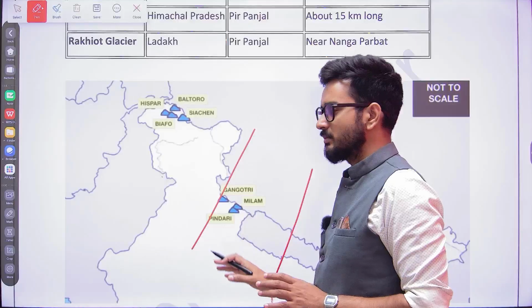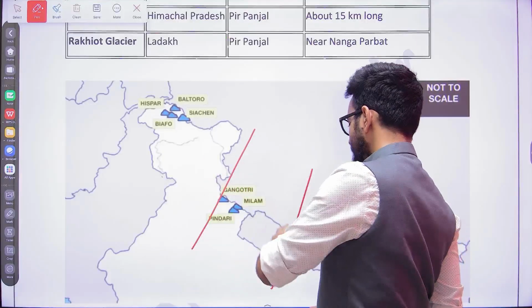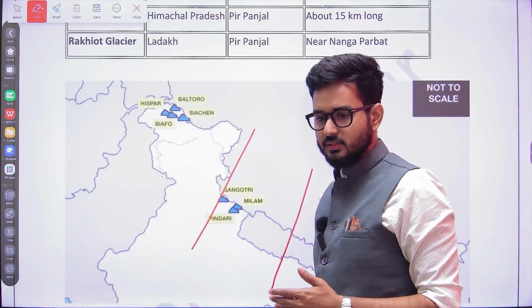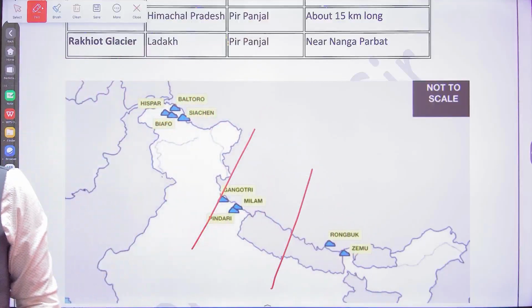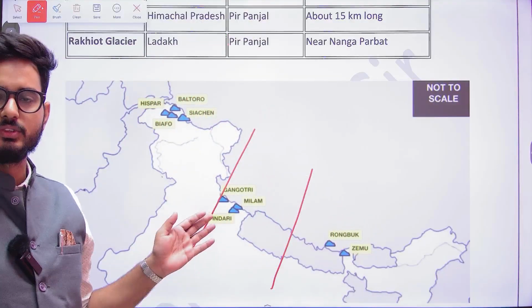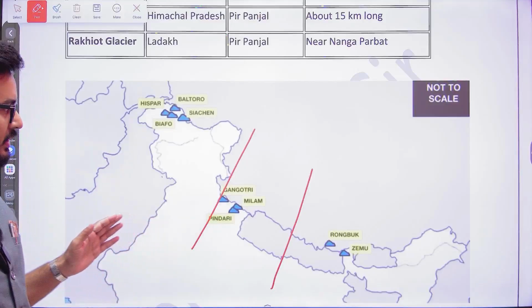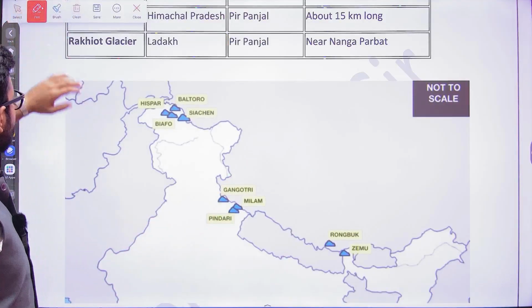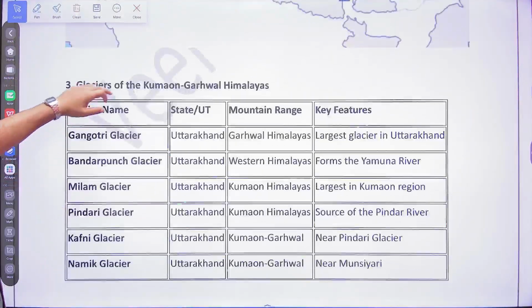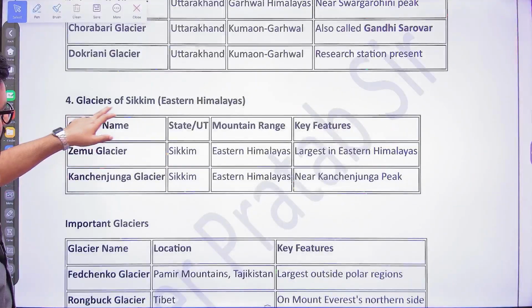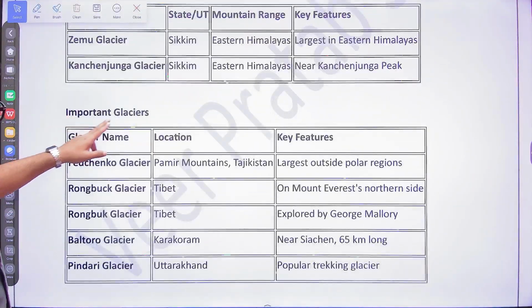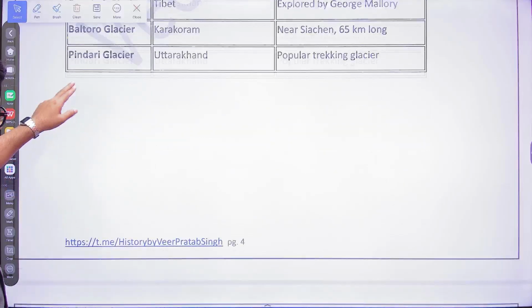Basically, because we vary from state to state, there are going to be changes in the culture. And because of these changes in the culture, we are going to categorize the Himalayas under various names based on localized aspects. That is why there are the Kumaon Garhwal Himalayas. After this, there are the glaciers in Sikkim, and then the other important glaciers.